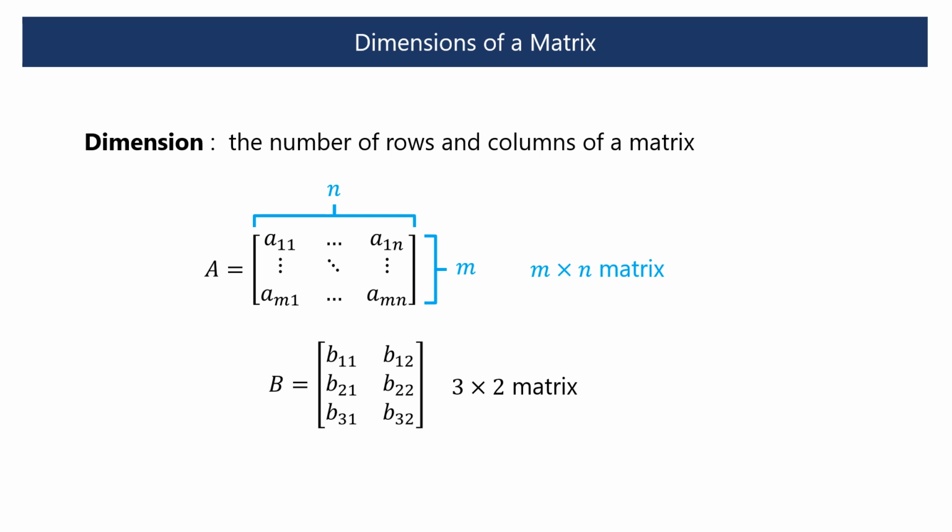Matrices can have any number of rows and columns. We call the number of rows and columns the dimensions of the matrix. A matrix with m rows and n columns is called an m by n matrix. For instance, let's consider a matrix B. This matrix has 3 rows and 2 columns, so we say it's a 3 by 2 matrix.